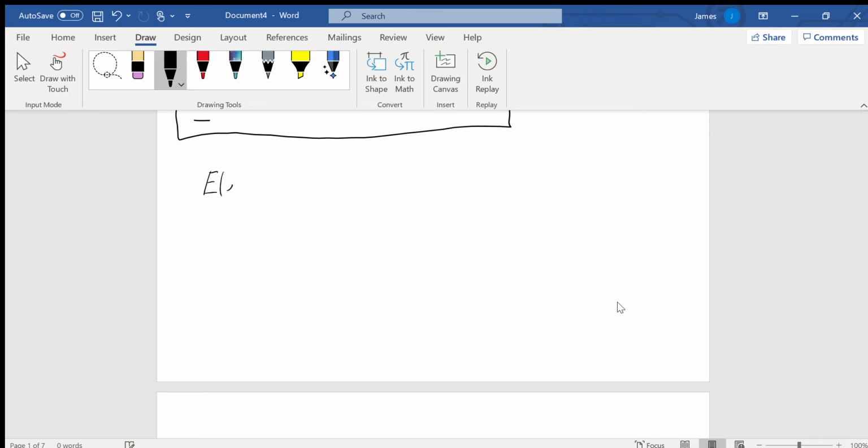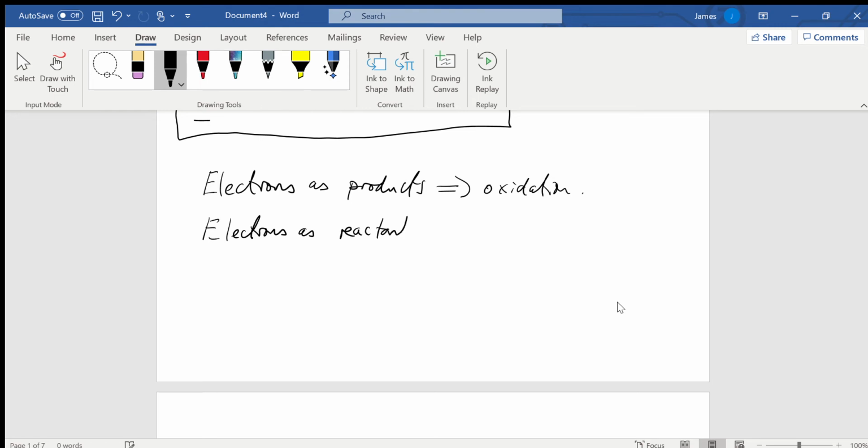Obviously, if you have electrons as products, you have oxidation. If you have electrons as reactants, then you have reduction.